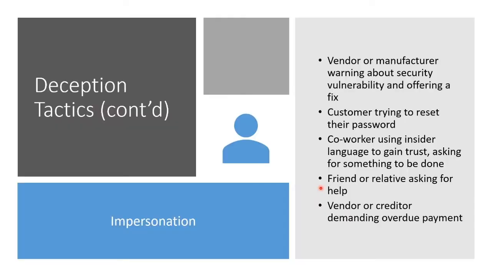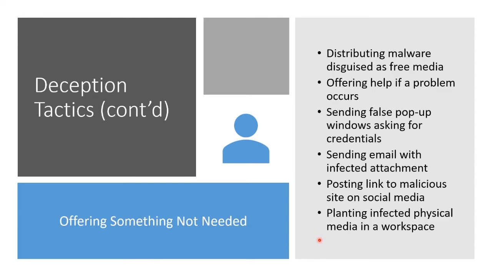Or I get this one now and then from a colleague. Supposedly the colleague is at a conference in the UK. "I'm stuck, my passport was stolen, my wallet was stolen. Can you wire me some money real quick?" Not. So anyway, you get things like that, you validate. You don't just call back that number, you validate another way. Or they could be a vendor or a creditor demanding an overdue payment. These are all deception tactics that are common in impersonation.